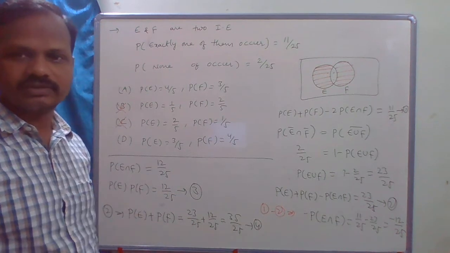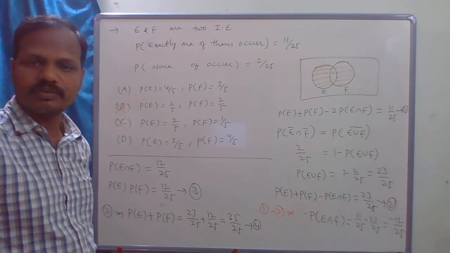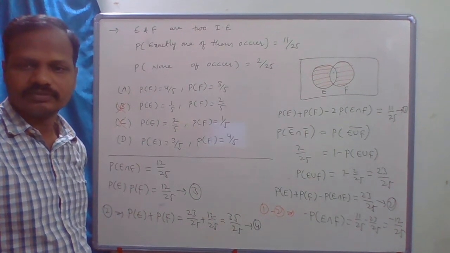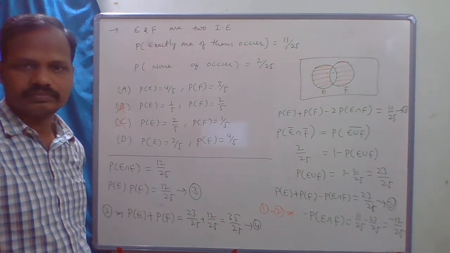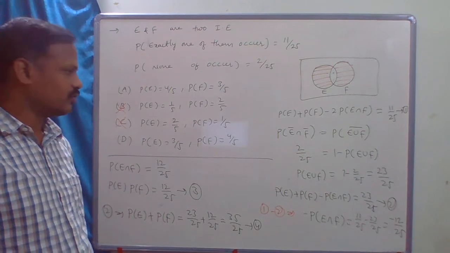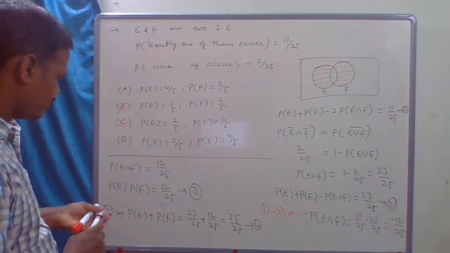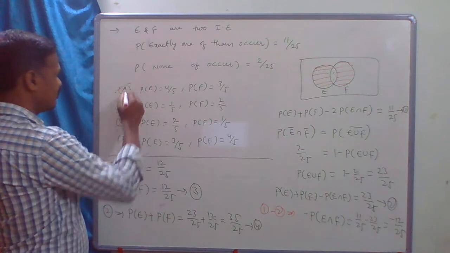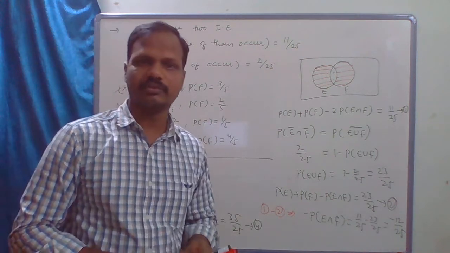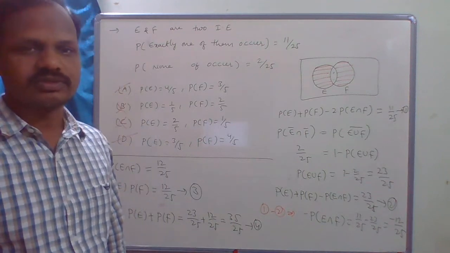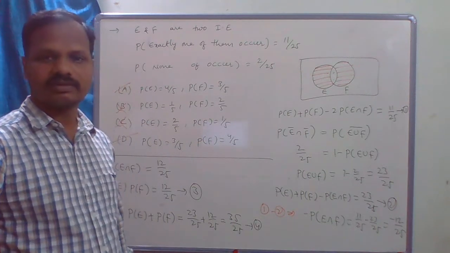So which one is correct? Option A or option D or both? Okay. So both statements are satisfied. That means option A and option D both are correct. Clear? This is a multiple answers question. Clear?